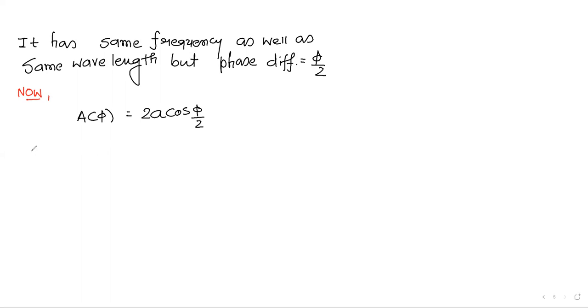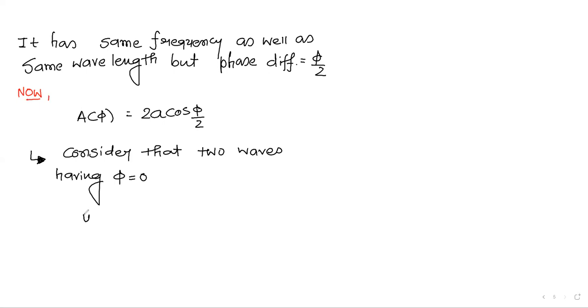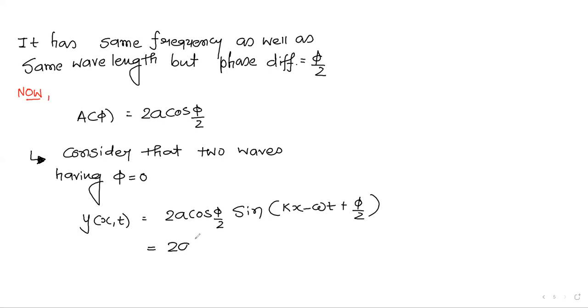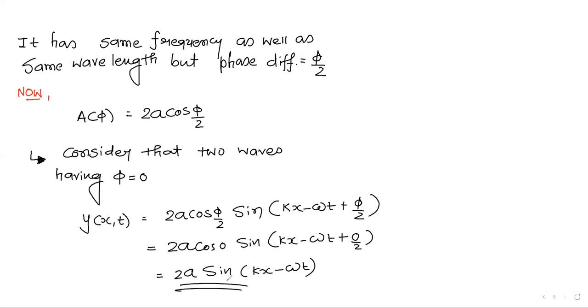Okay. Consider that two waves having phase difference φ equal to 0. So our formula is y(x,t) equal to 2a cos(φ/2) sin(kx − ωt + φ/2). Putting φ equal to 0, we are getting cos 0 sin(kx − ωt + 0/2). So we have 2a sin(kx − ωt). This is the equation of the wave.